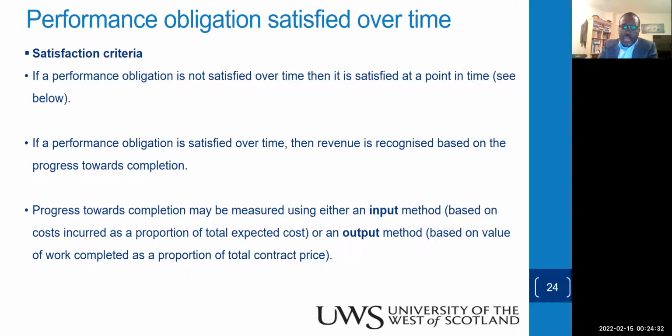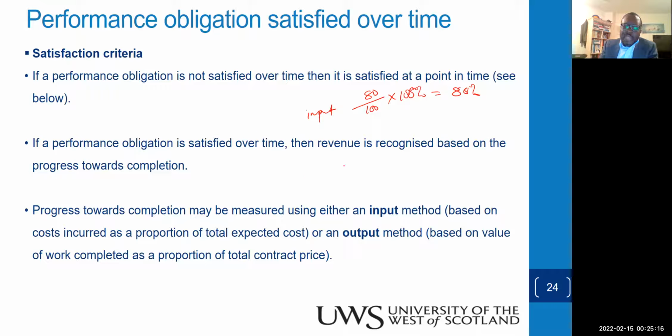So this is the scenario where we use the progress measurement methods: the input method and the output method. The input method looks at cost, the current cost I've incurred as a proportion of the total cost. So total cost is expected to be, let's say, 100. But currently, I have actually incurred 80. So I express it as a percentage, and it means that progress made is 80%. That's the input method. Input is cost.